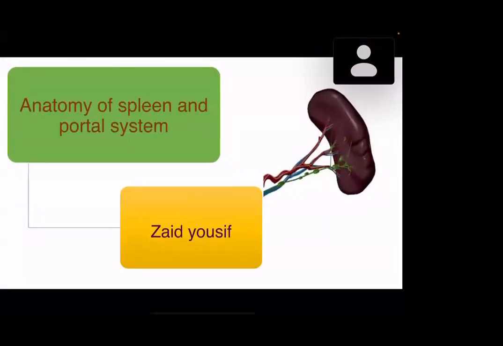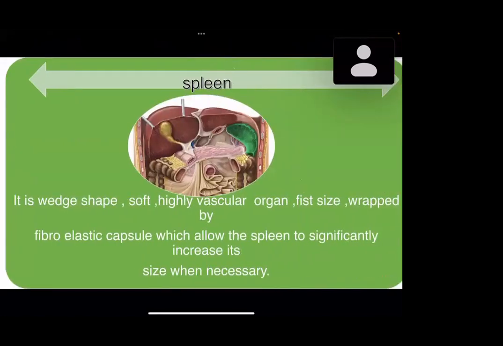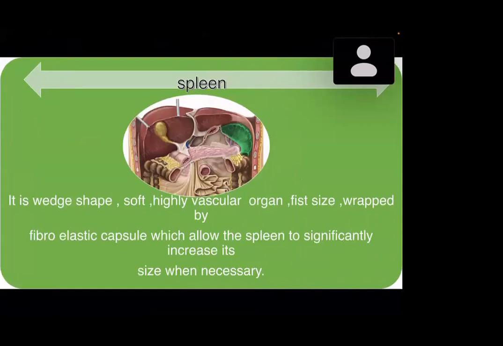Assalamu alaikum. My seminar today is about the anatomy of the spleen and portal system. First of all, we will start with the spleen. The spleen is usually a wedge-shaped organ, soft, highly vascular, about fist size, and surrounded by a fibroelastic capsule which allows it to significantly increase in size when necessary.